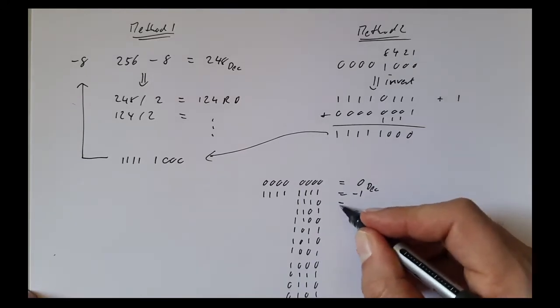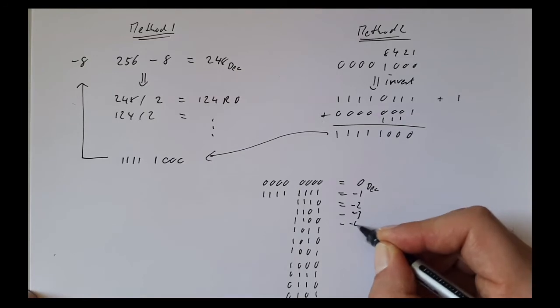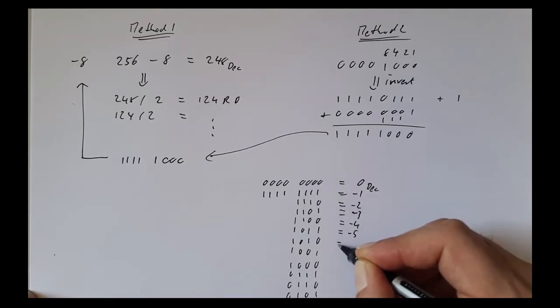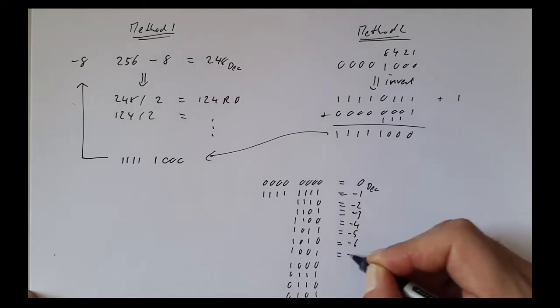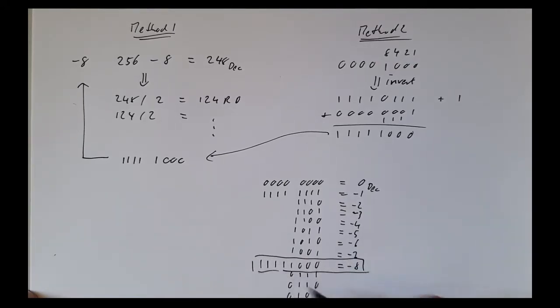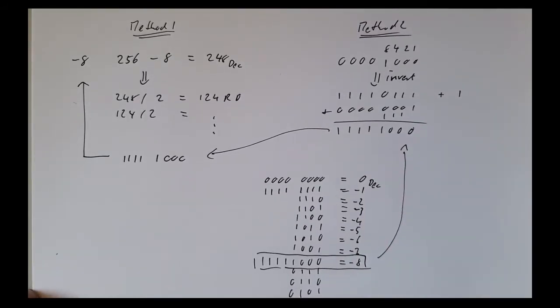So what you have here is -2, -3, -4, -5, -6, -7, -8. So you see, it's quite simple to convert to the 2's complement.